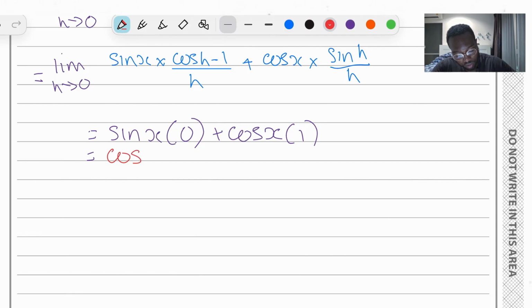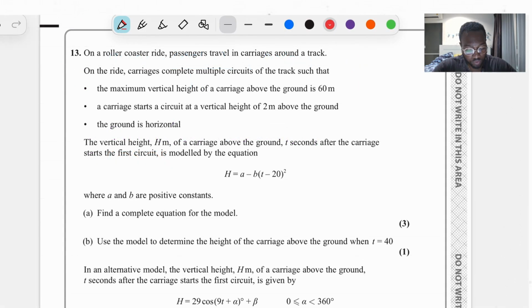and therefore our answer is just going to be a cos x. So for this question here, we need to find the complete equation of the model.